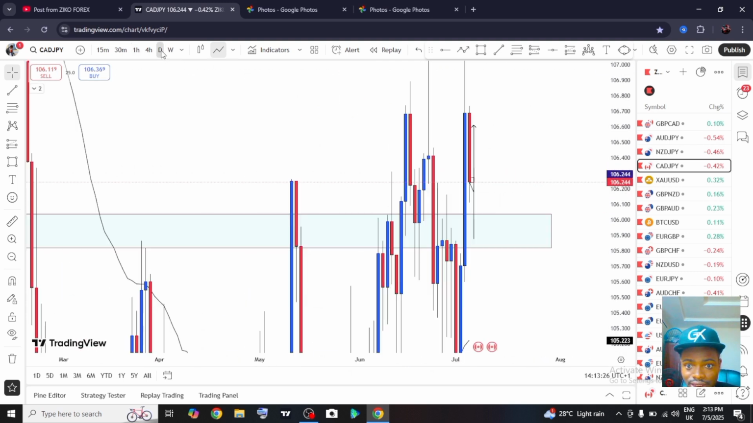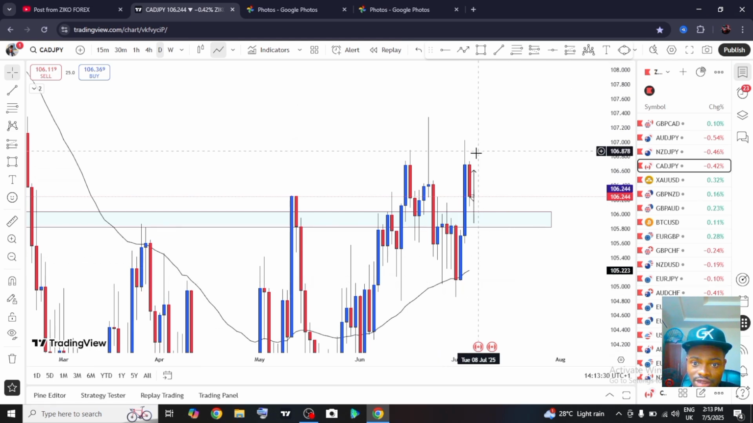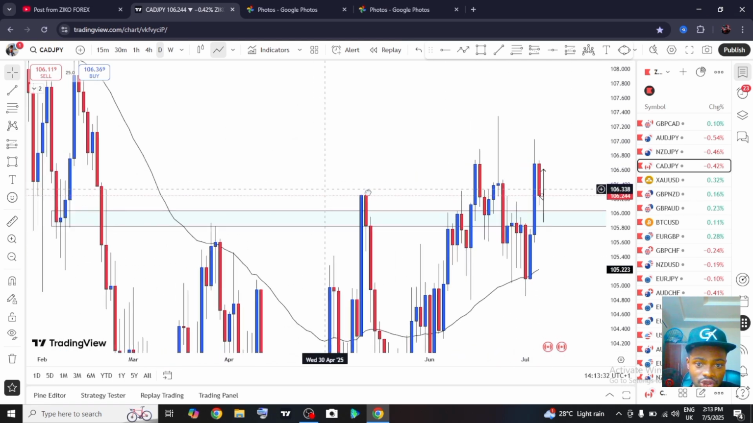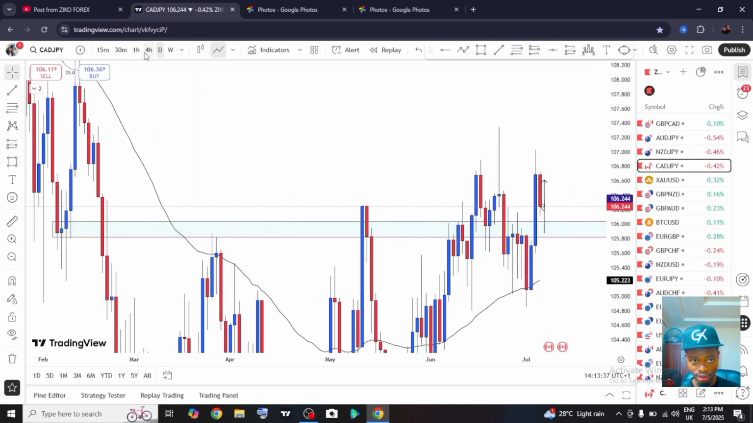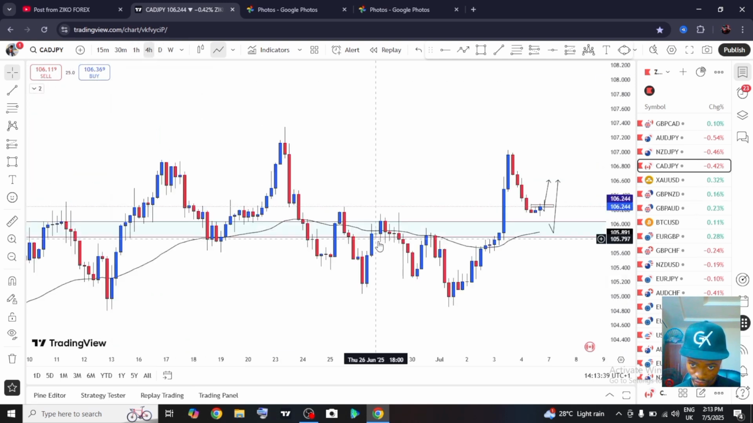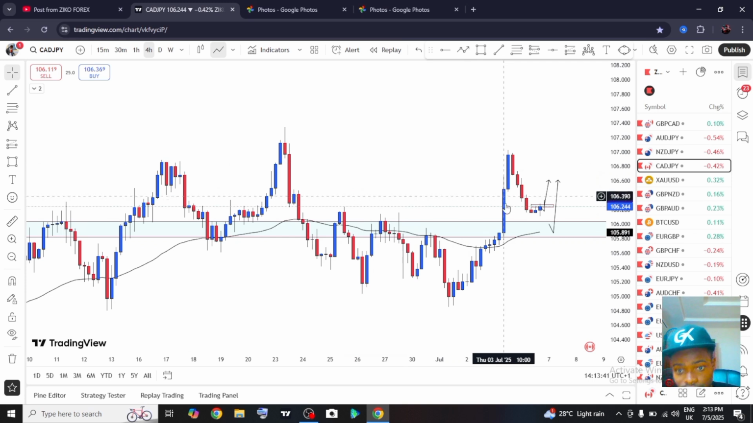Daily time frame, as you can see right here, is also bullish, right? We have this break, we have the retest, we have a strong area of interest, rejections from the area of interest, right? And then the 4-hour time frame, as you can see, is also clearly bullish.